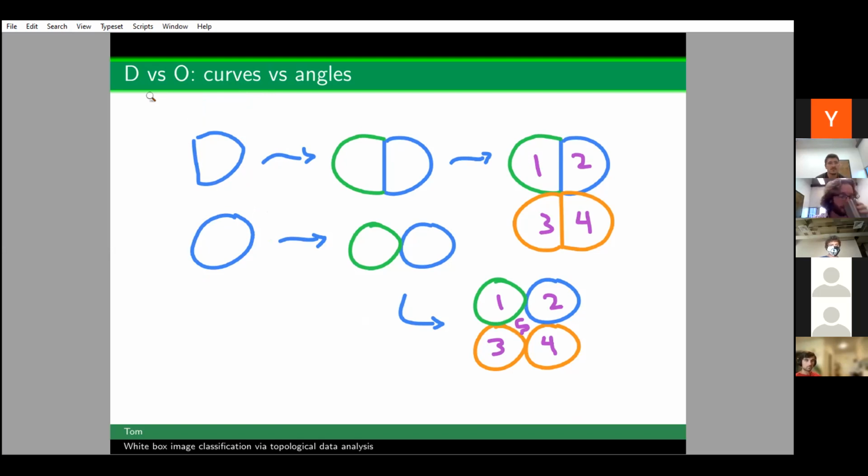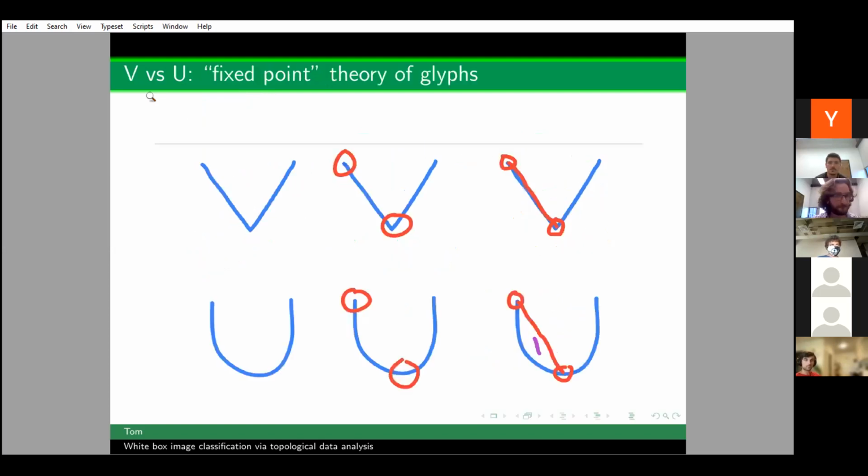Another one that I think is interesting is V and U. So V and U is very similar to D and O. They're basically the same kind of stroke. So this one was kind of difficult to think about, but what I figured I could let myself do is utilize again the geometry of whether something is straight or curved.